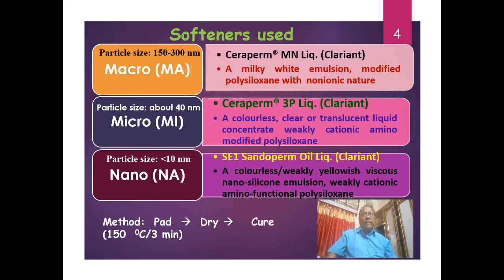The method of application: the cotton fabric, scoured and bleached, was padded with respective softener solution at 100% pickup and dried, followed by curing at 150 degree for 3 minutes.